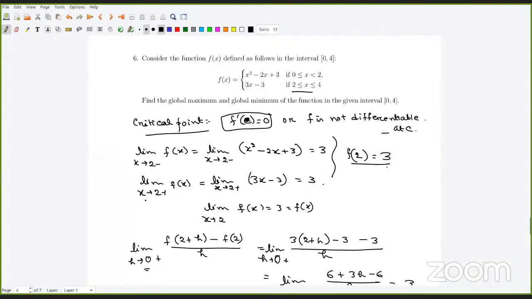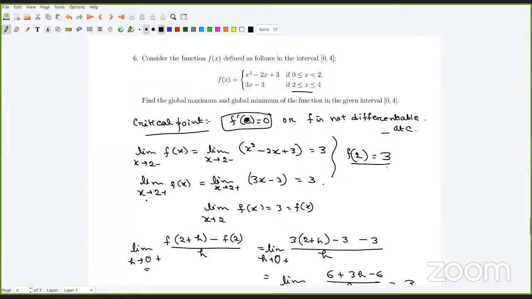But when we are asked to find something about global maxima or global minima, we have to take the boundary points into consideration. Is it clear? Yes, sir. Okay. So here, what are the critical points? 2 is one of the critical points that we have found. Now, is there any other critical point? Yes, x equal to 1.